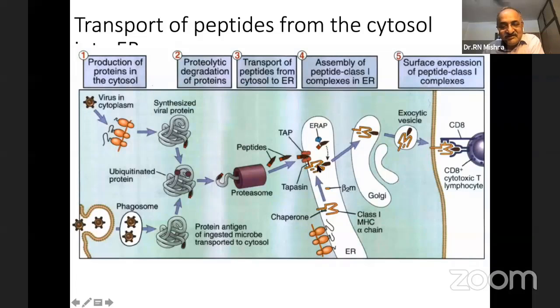The class 1 molecule is a single chain. There is a small dash here that's a beta 2 microglobulin, and then it comes through the Golgi apparatus and in the vesicle and presents itself to the CD8 cytotoxic T cells. Once this is presented, the cytotoxic T lymphocyte actually kills the entire cell.